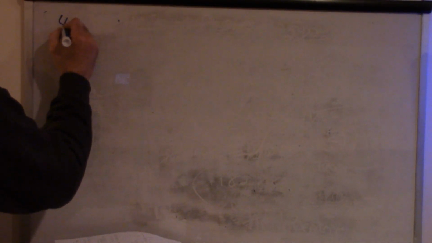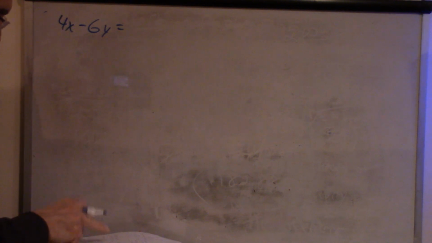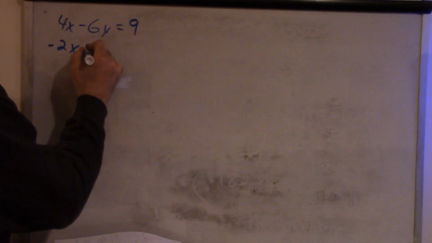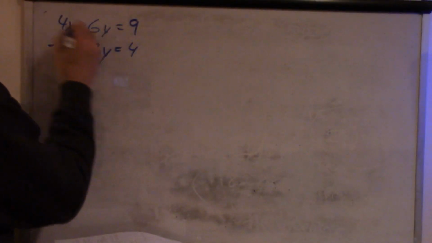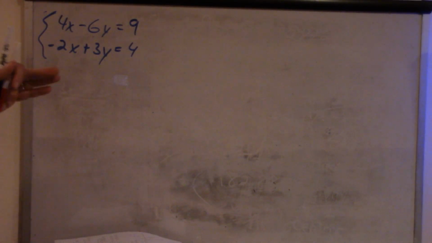Okay, 2 more examples. Problem number 6. They give you 2 equations. 4x minus 6y equals 9. And the other equation is negative 2x plus 3y equals 4. Now, we can graph these. It takes a lot of time. You have to convert them to slope-intercept, draw a graph, do all that.